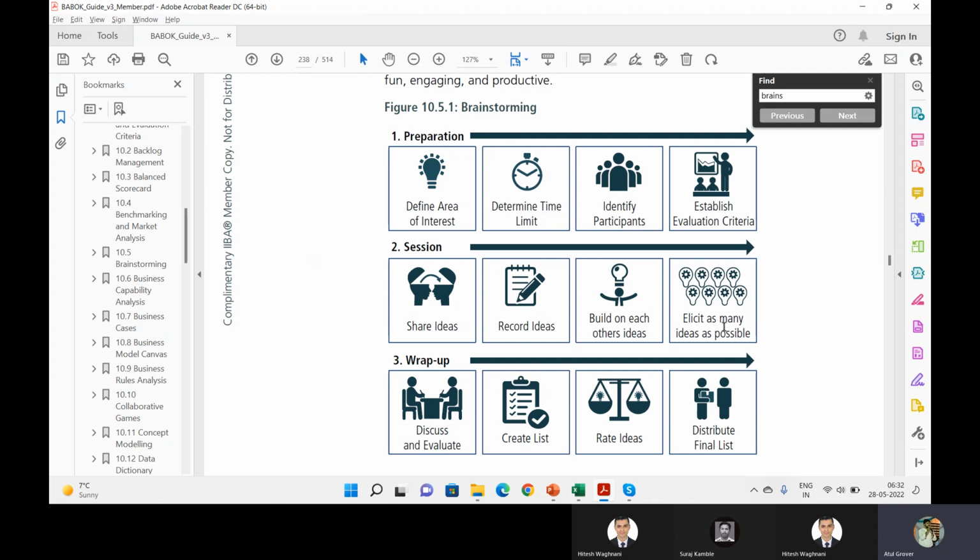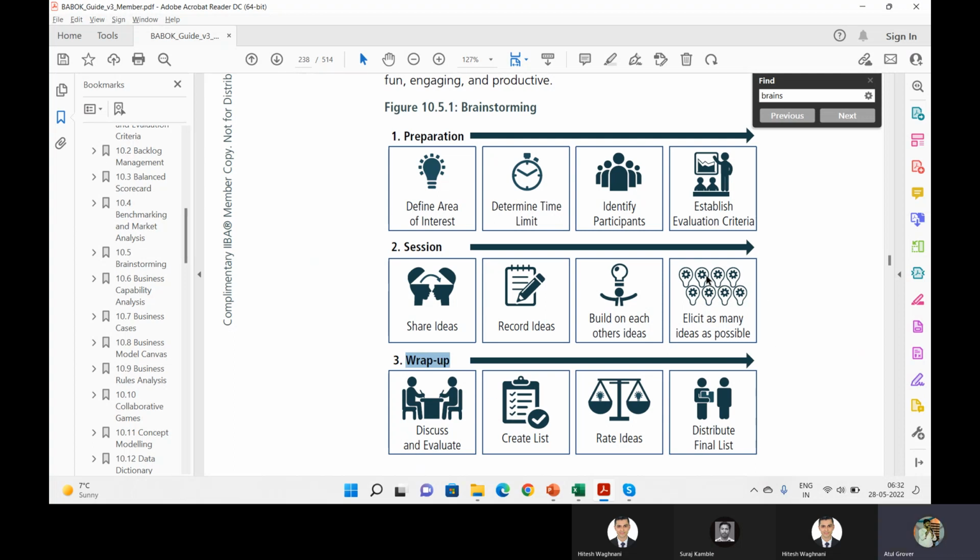जो भी आपको लगता है कि हाँ ये हो सकता है, लिख लो, बाद में देखेंगे. Gather कर लो. And once the session has been done, now it means you have a list of options in your hand. Then come to wrap up part. Try to evaluate these ideas.